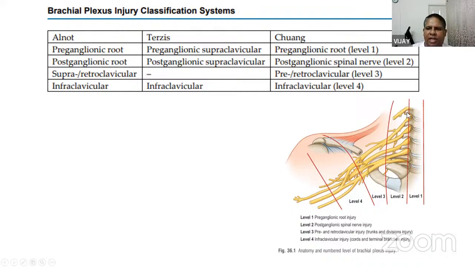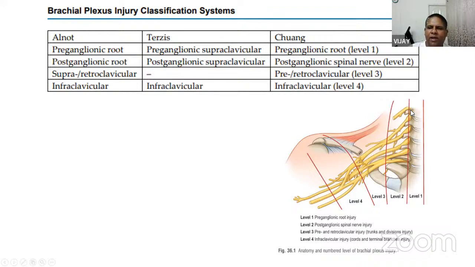According to Chuang's classification, level 1 means the injury is at the preganglionic level. We showed there is the dorsal root ganglion. Level 2 means the postganglionic spinal nerve level. Level 3 is the preclavicular or retroclavicular injury, which mainly contains the trunks, whereas level 4 is the infraclavicular injury, which mainly contains the cords.